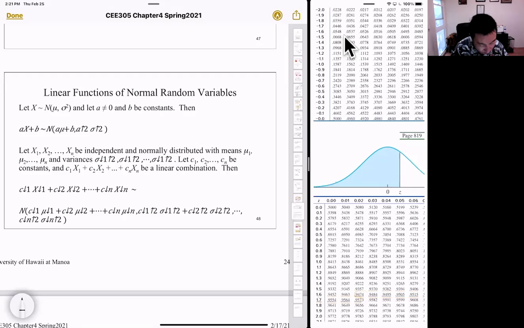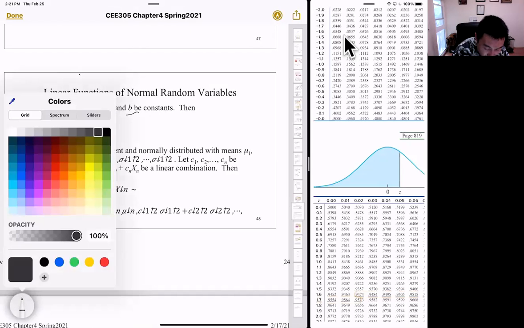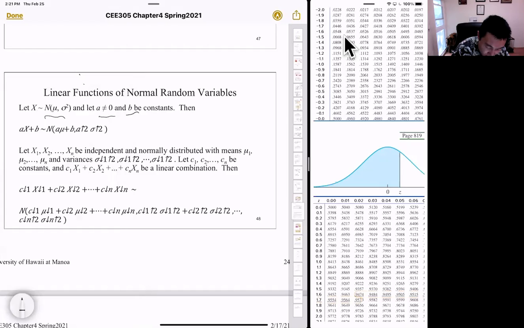If x follows a normal distribution, and a and b are constants, a not equal to 0, then ax plus b will follow another normal distribution with a mean value of a mu plus b. The variance will be a to the power of 2, a squared, sigma squared.